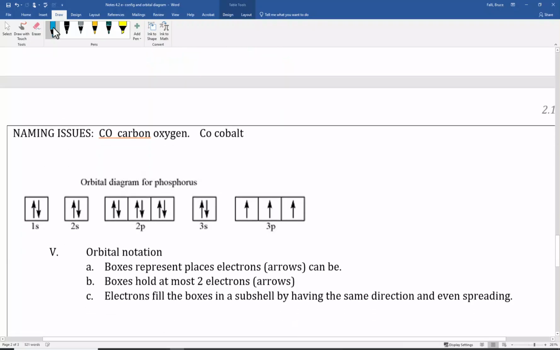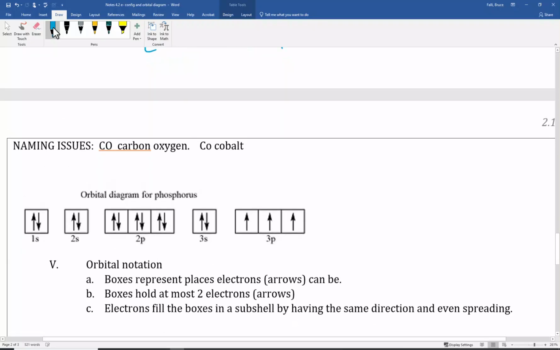So some naming issues. I just want to remind you that CO is carbon and oxygen. Big C, little o is cobalt.